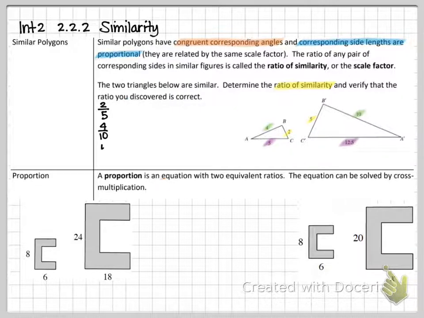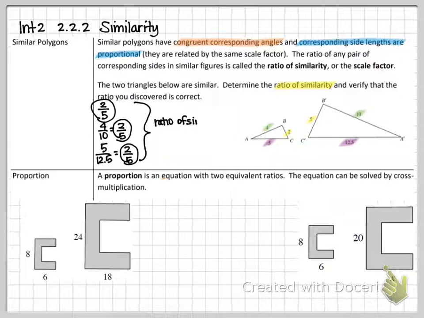Now, if we go through and we simplify each one of these fractions, if this is truly similar, then they need to be the same. Okay, well, 2/5 can't be simplified, but 4/10 is 2/5. And then if we check this in our calculator, that is also 2/5. So I'm going to say that our ratio of similarity is going to be 2/5. In order for the triangles to actually be similar, those ratios must be the same.